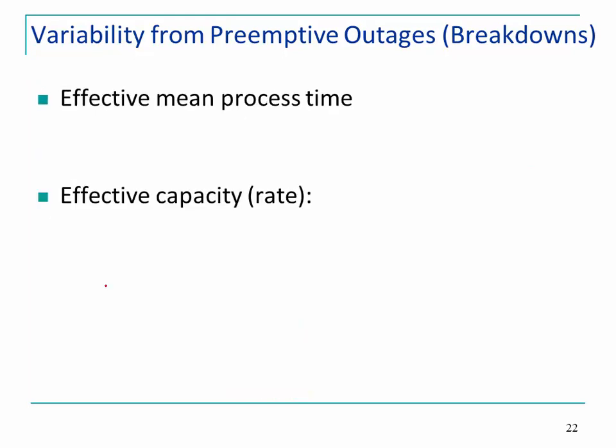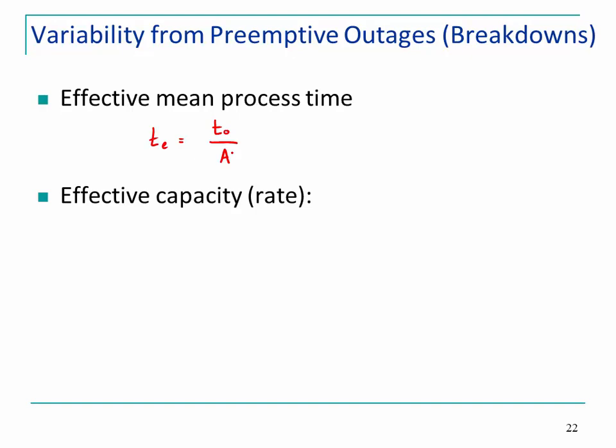Okay, so now defining the effective mean processing time, we're going to use TE, and this is going to be equal to T0 divided by the availability. Our effective processing time is going to take into consideration the natural variability and also the availability of the process. So it's taking into account the breakdowns of the system and also the natural variability of the system.